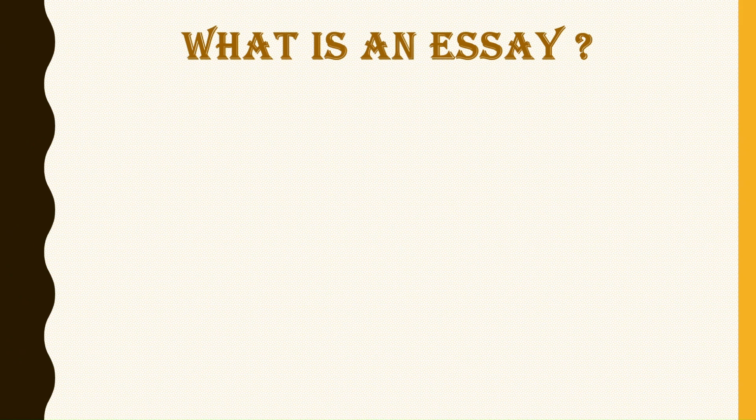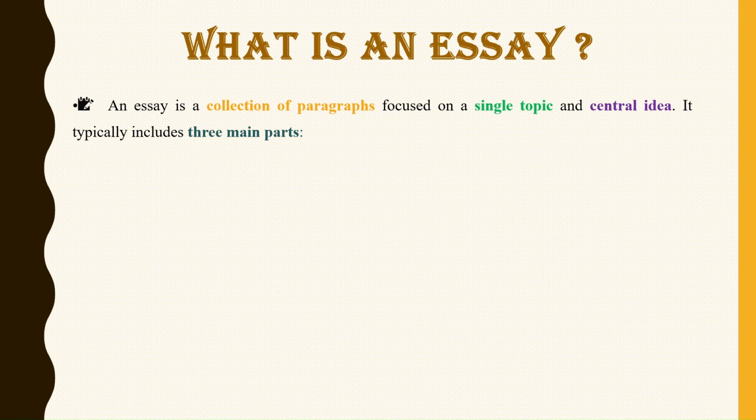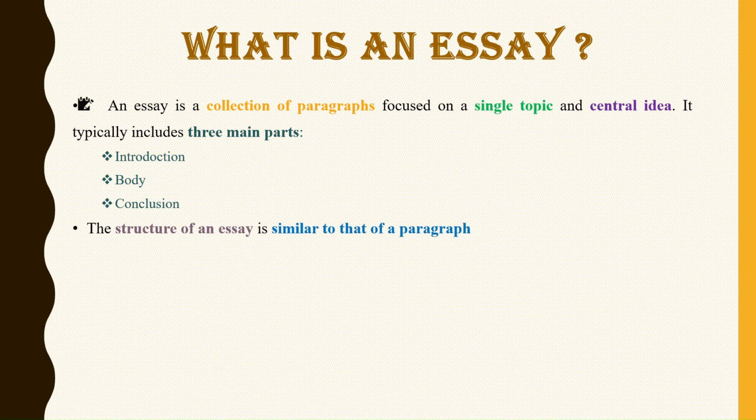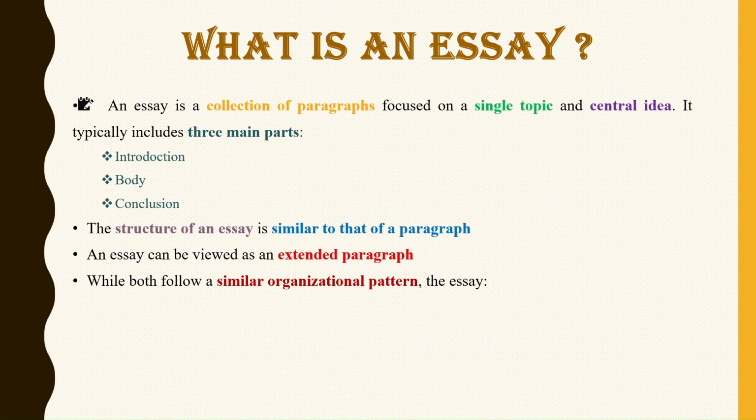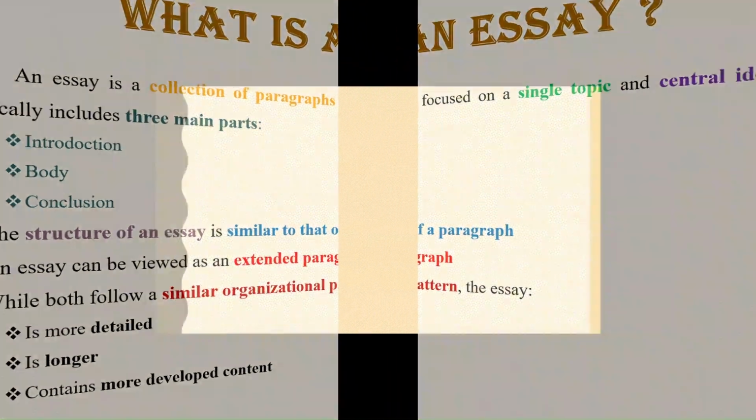So, what exactly is an essay? An essay is a group of paragraphs that all revolve around a single topic and central idea. It usually has three main parts: the introduction, the body, and the conclusion. In fact, the structure of an essay is a lot like that of a paragraph. You can think of it as a longer, more detailed version. It gives you more space to develop your ideas and support them with examples and explanation. So, while both follow a similar organizational pattern, the essay is more detailed, is longer, and contains more developed content.